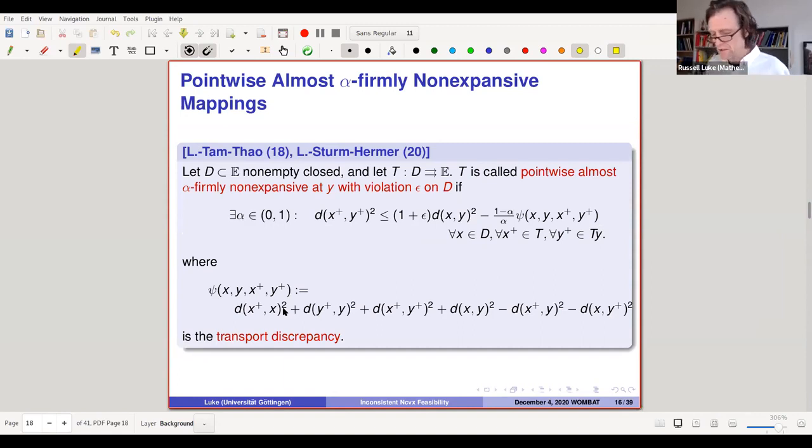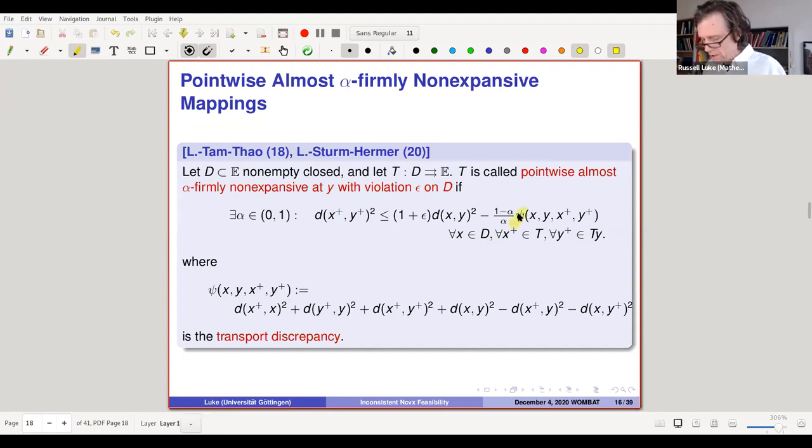First of all, I'll explain what pointwise almost alpha firm non-expansiveness is. We have a set-valued mapping, and there exists an alpha and some epsilon such that this inequality holds for all x. Now it's all pointwise. This y is fixed, but the x is varying on D, for all elements in the image, that should be Tx there, and then for all elements in the image of y, this inequality.